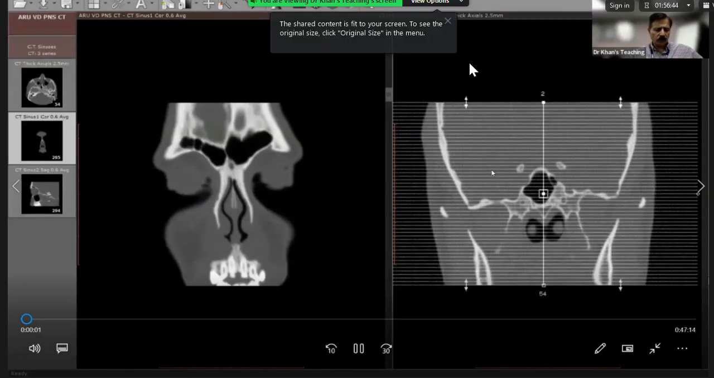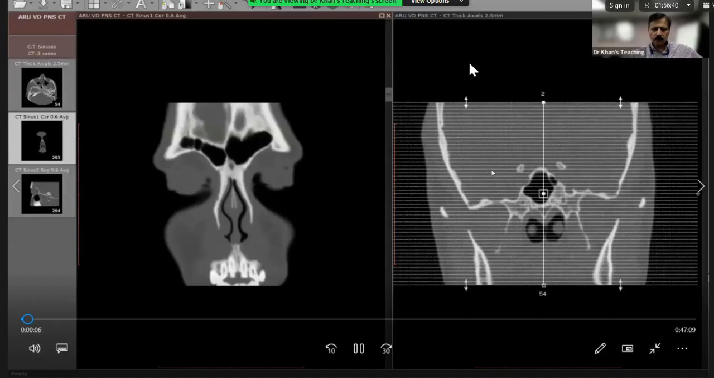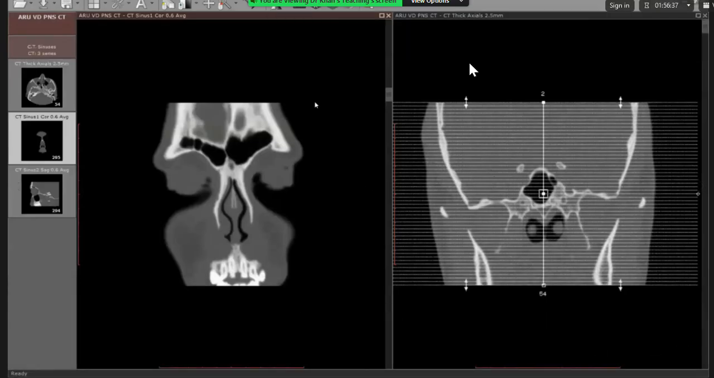Candidate 1, are you with us? Yes, Dr. Khan, I'm here. Can you see my DICOM viewer? Yes, it is the DICOM viewer.